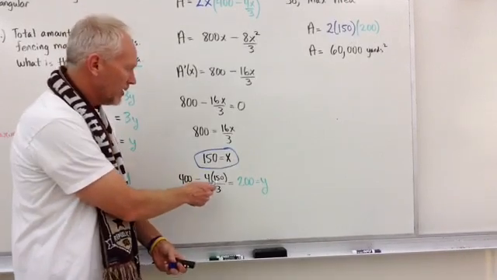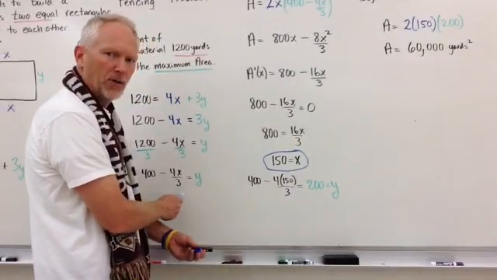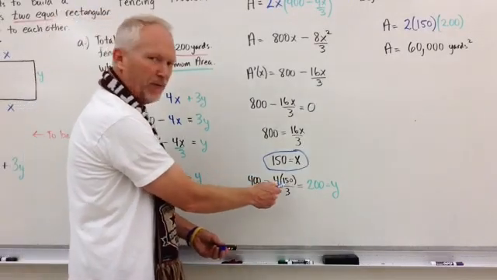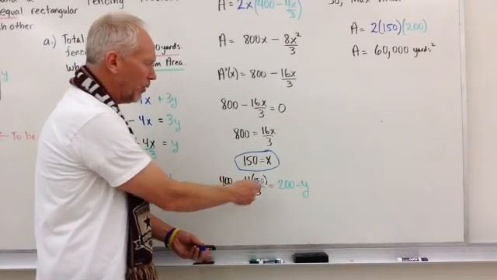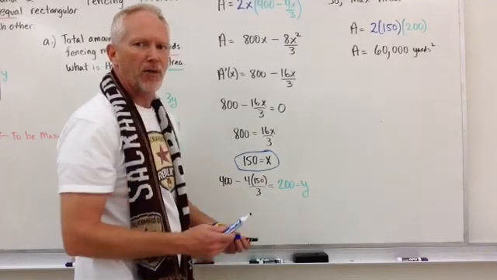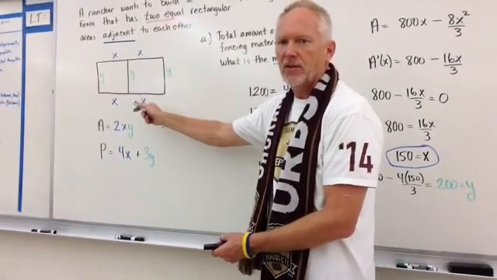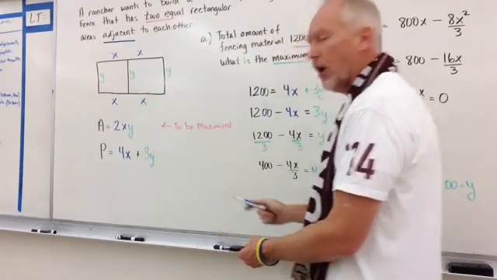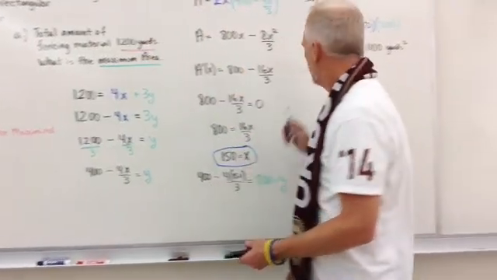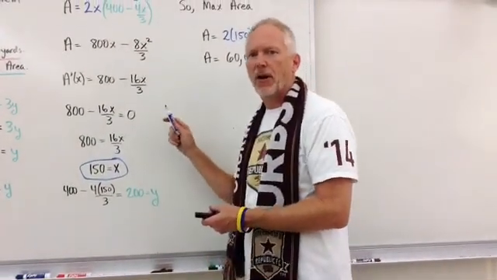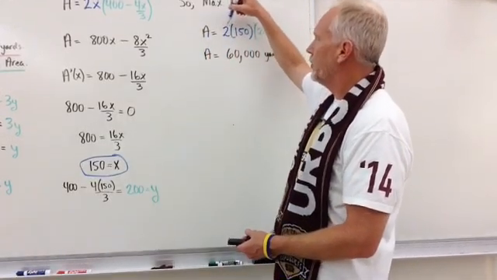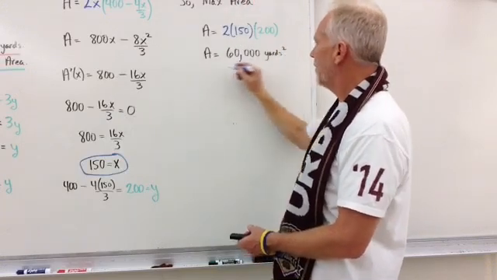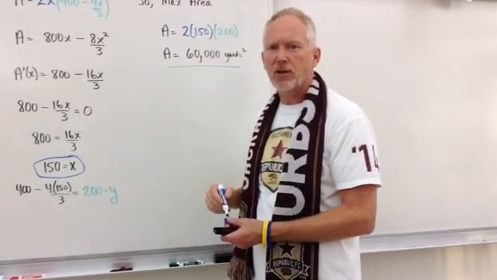We just substitute the x back into our earlier y equation: 400 minus 4x over 3 is equal to y. Substitute my 150 in there, divided by 3, and we get a y value of 200. So each x is going to be 150, and my y value will be 200. Now I'm ready to find my maximum area. A is equal to 2 times 150 times 200. And so our maximum area is 60,000 square yards.